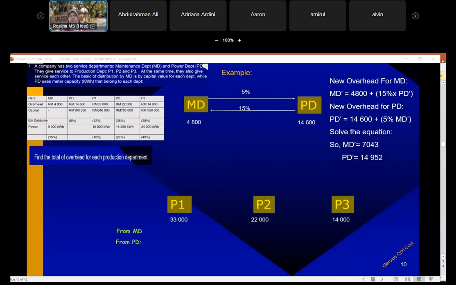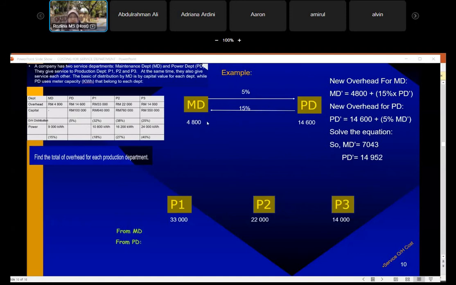Okay, now you look at the new overhead. Before you calculate, the overhead is 4,800. PD is 14,600. Okay, what is the new overhead? Okay, you put MD dash. This is the new overhead for MD. Okay, what is the new overhead? Okay, the existing one is 48, 4,800.